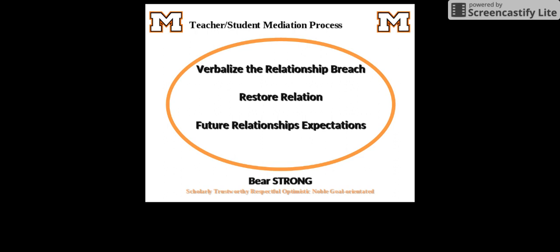As seen on the screen, the mediation process is threefold. We first want the involved parties to verbalize the relationship breach. In other words, how did we fail one another in upholding our Bear strong posture? Having discussed these issues, the focus switches to restoring relationships and making things right between the two parties. Once that is done, we can move forward by establishing very clear expectations regarding how the involved parties are going to interact with each other in the future.